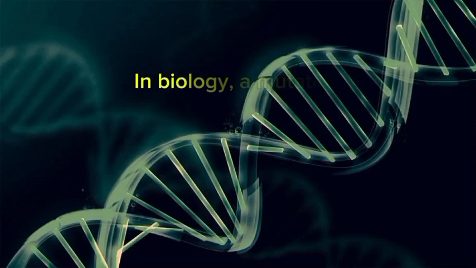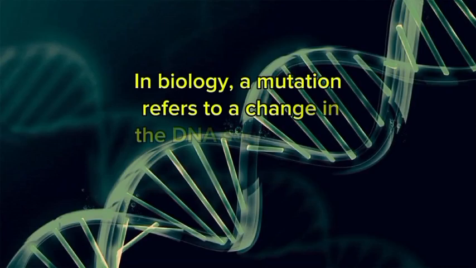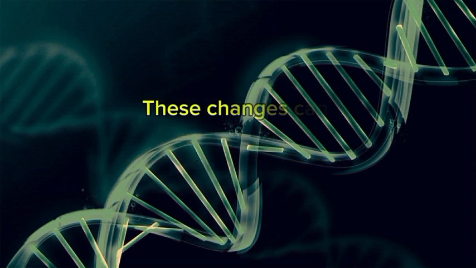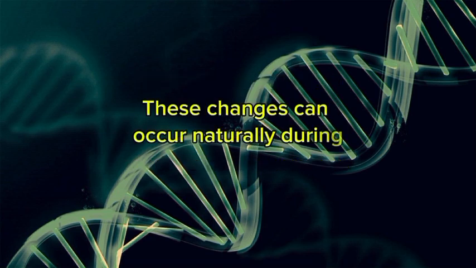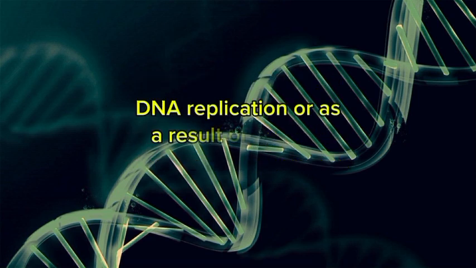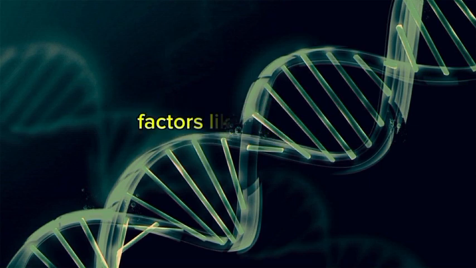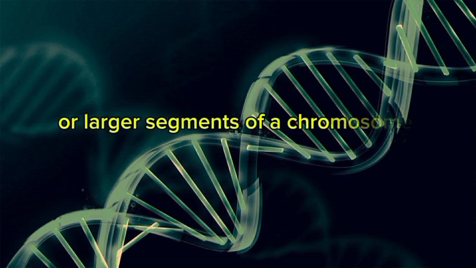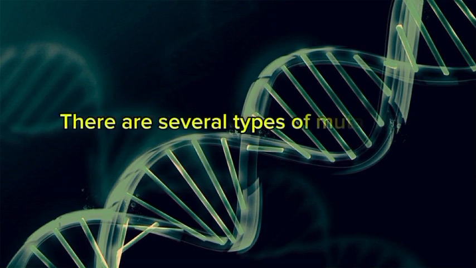Mutation. In biology, a mutation refers to a change in the DNA sequence of an organism's genome. These changes can occur naturally during DNA replication or as a result of external factors like radiation, chemicals, or viruses. Mutations can affect a single DNA base (point mutation) or larger segments of a chromosome. There are several types of mutations.